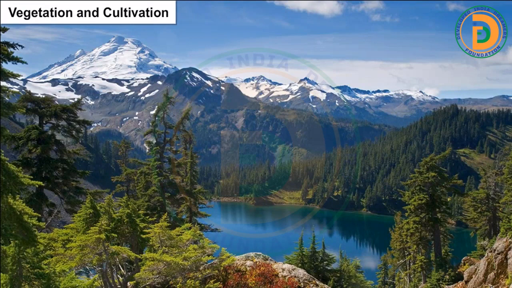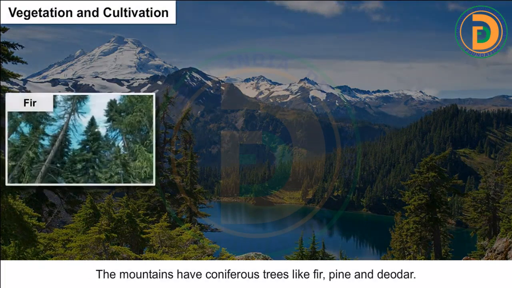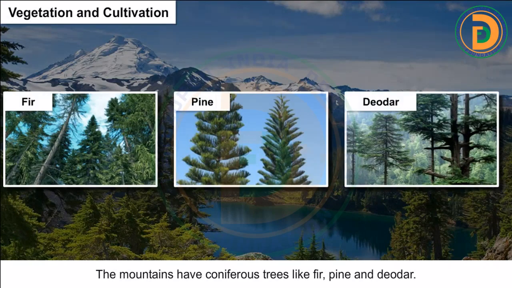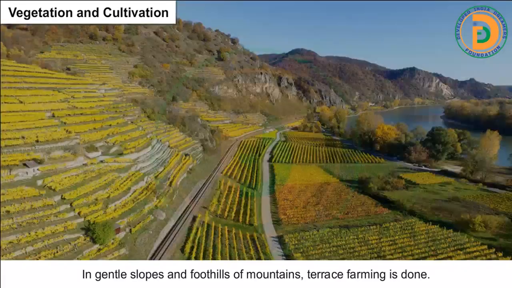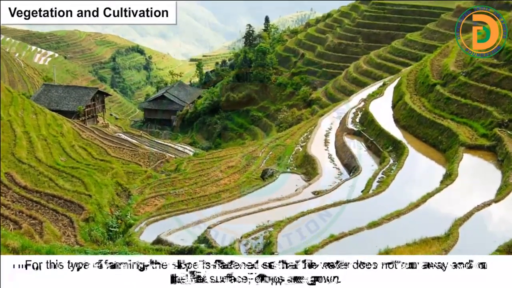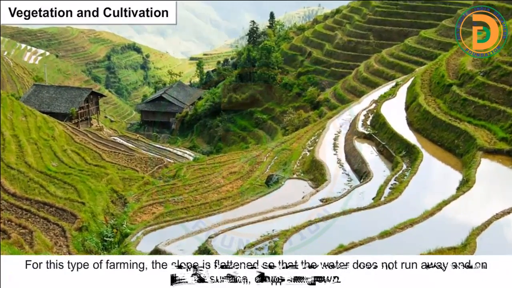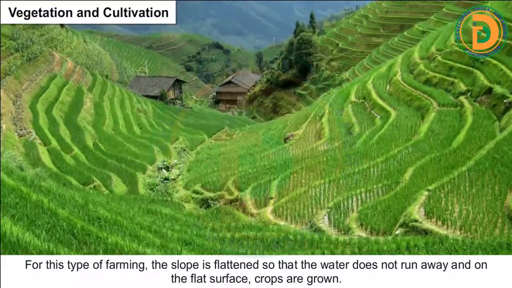Vegetation and cultivation. The mountains have coniferous trees like fir, pine and deodar. In gentle slopes and foothills of mountains, terrace farming is done. For this type of farming, the slope is flattened so that the water does not run away, and on the flat surface crops are grown.